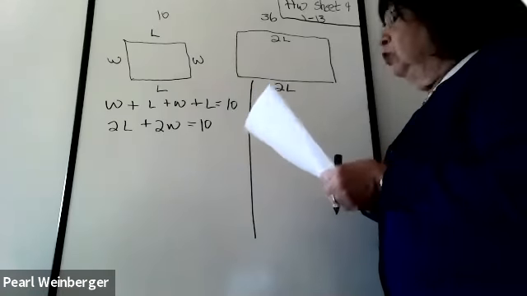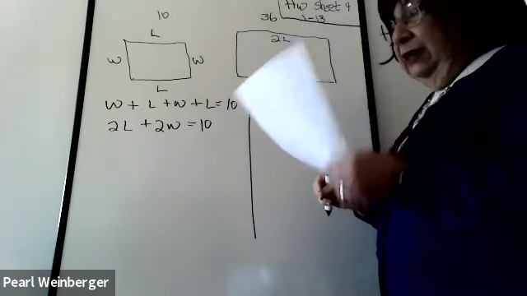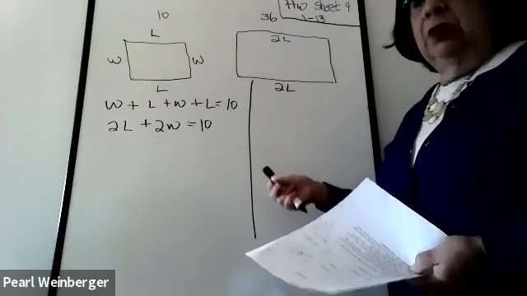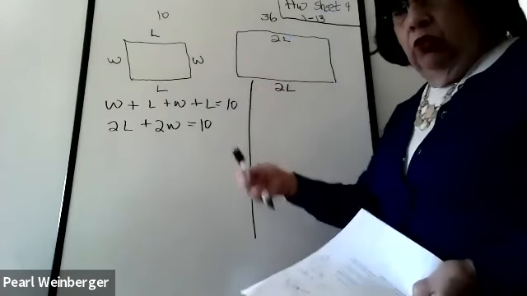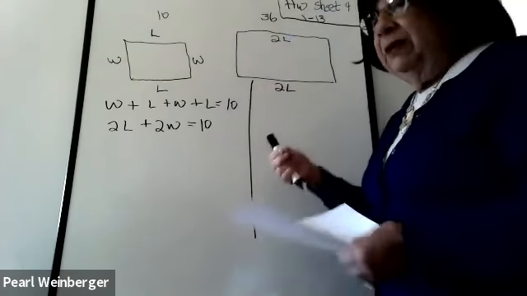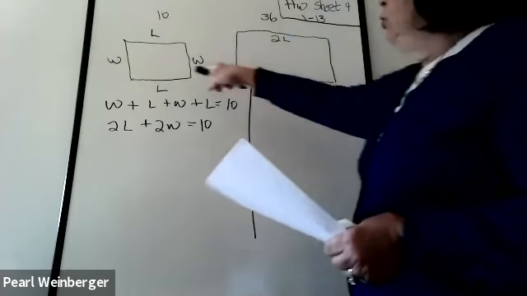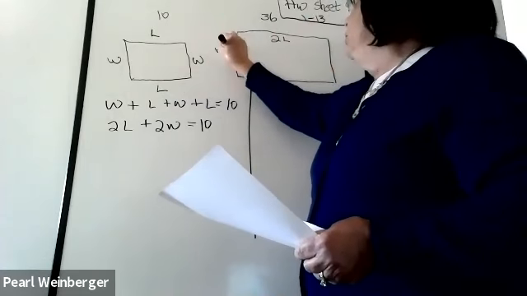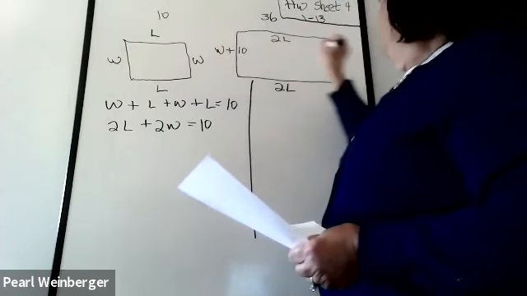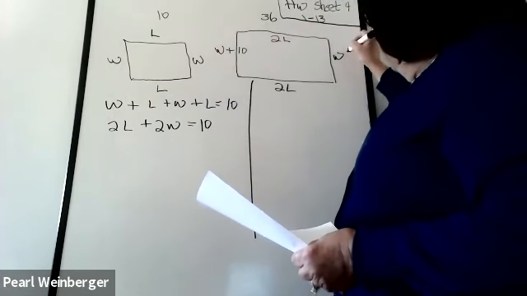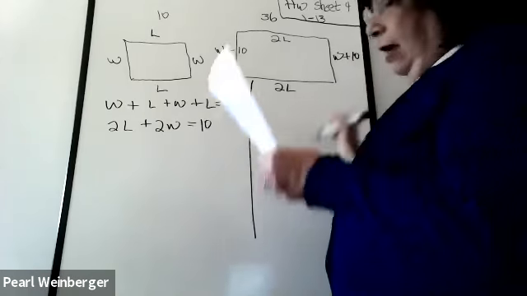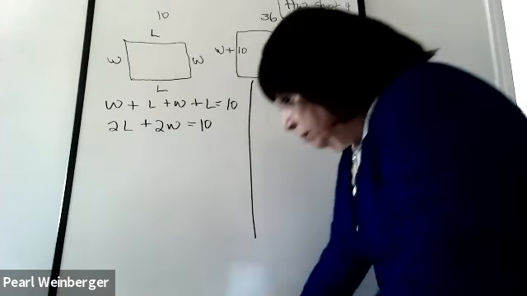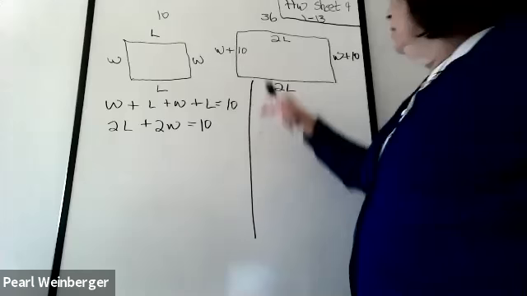The width was increased by 10. Now, remember, we could say either it's 10 more or increased by 10. That means we added 10. So if the original width was W, this new width is W plus 10. And then this one would also be W plus 10. And they told us that that perimeter is now 36.